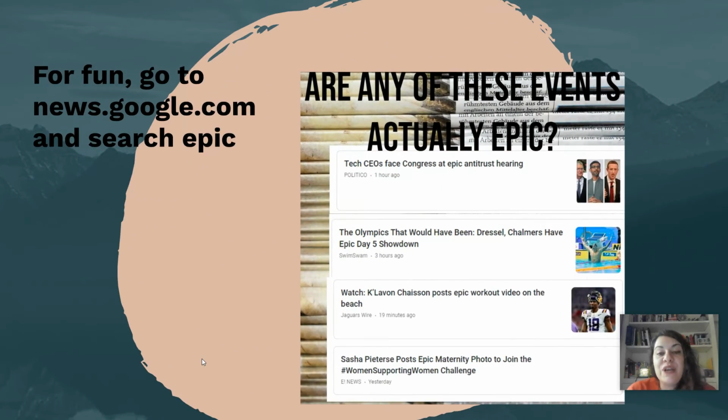Now, talking about exaggerating, this is something that I find very fun. If you ever just want to read the news and go to news.google.com, you can search the news. And if you type epic into the search bar, you will get a wide array of different headlines. So I did this a couple weeks ago, and I found these 4 headlines. Tech CEOs face Congress at epic antitrust hearing. Okay, maybe that works because like antitrust monopolies, that stuff is huge. The Olympics that would have been, Dressel, Chalmers have epic 5-day showdown.